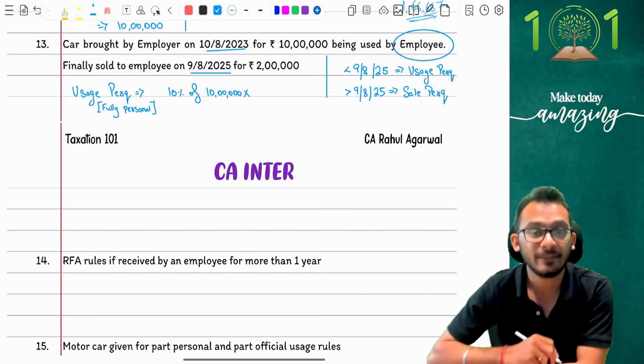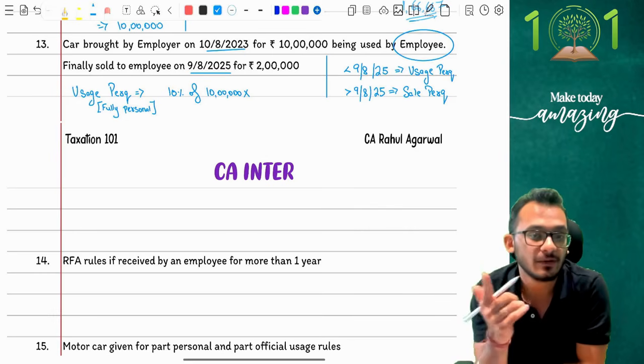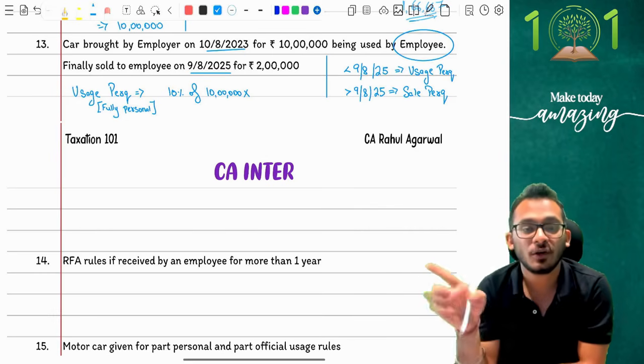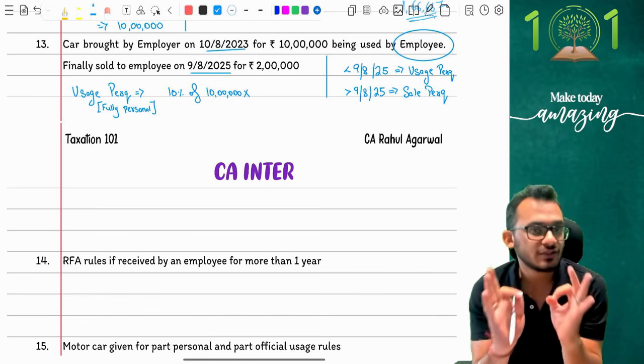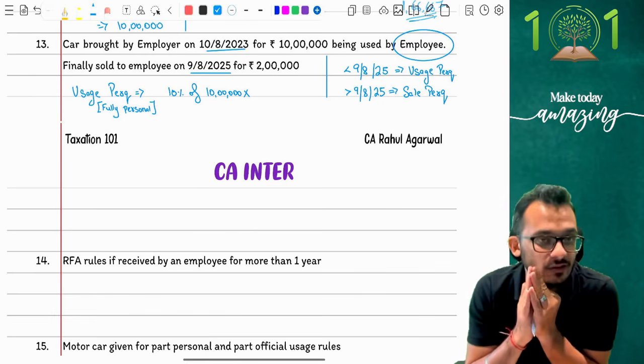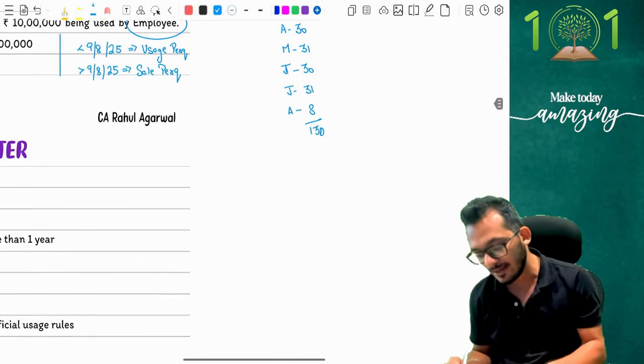I'm going to take it as 10% of 10 lakhs. But here is a mistake. Notice carefully. Because the asset has been sold to the employer on 9th August, I would have technically used the asset only till 8th August. So I should only give you perquisite calculation till 8th August. Why should I calculate anything more than 8th August? Yes or no?